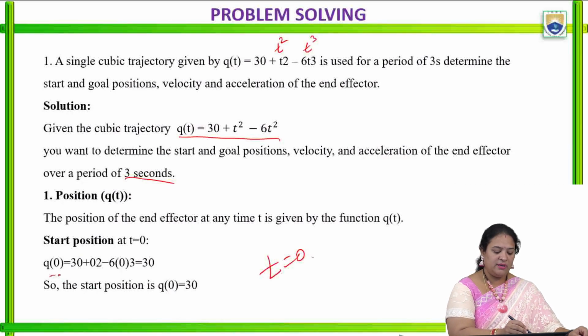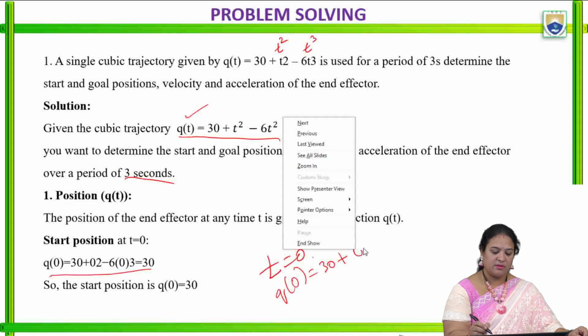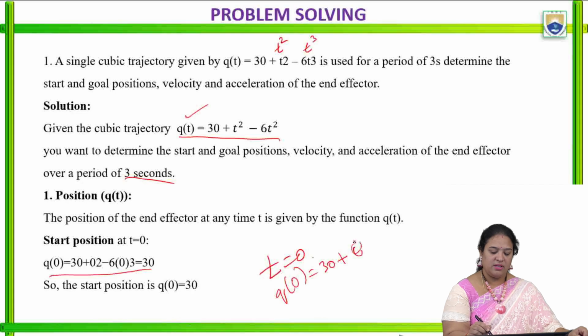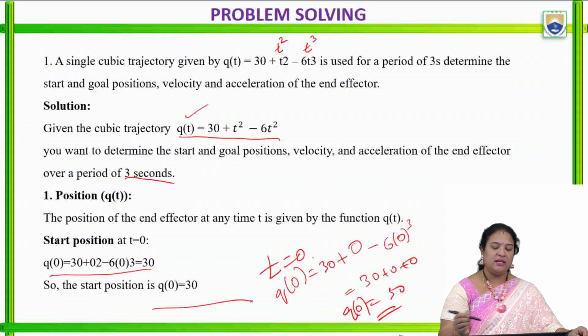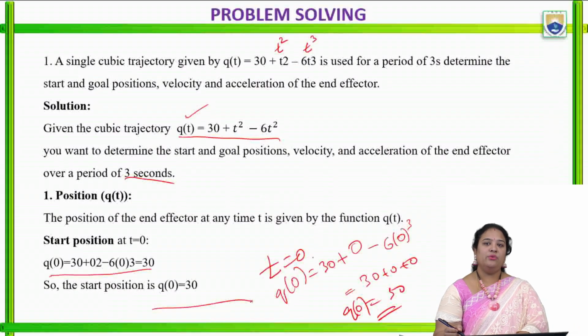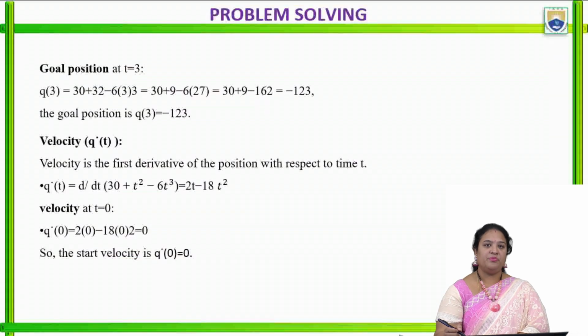Now for that particular t = 0, we need to substitute the t value in q. This q(0) is equal to 30 + t², which is 0, minus 6 into 0 to the power of 3. So what we will be getting? 30 + 0 + 0, so q(0) is equal to 30. That is, at the starting position, the q value is equal to 30.